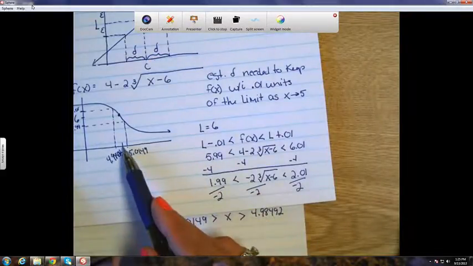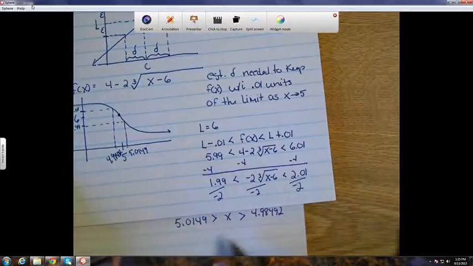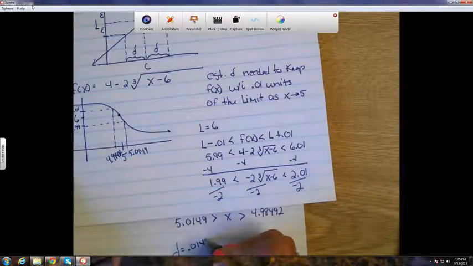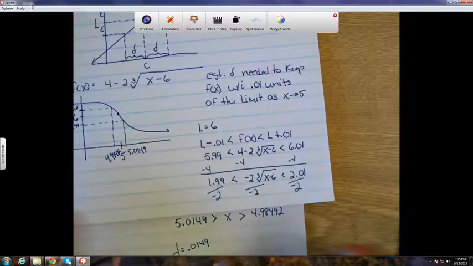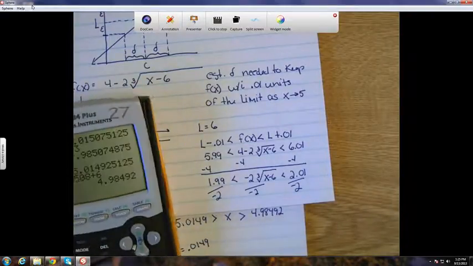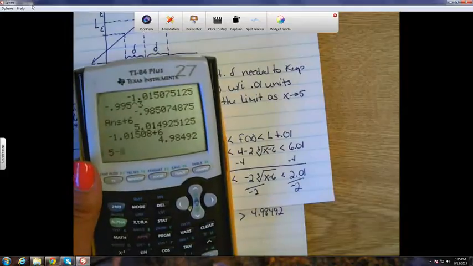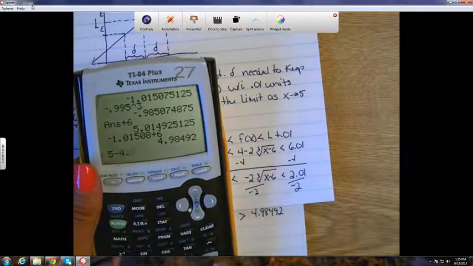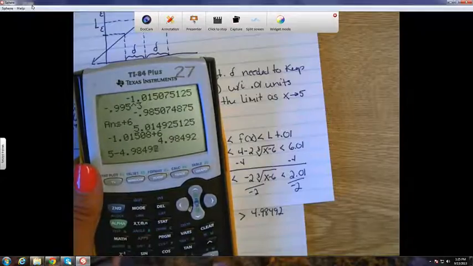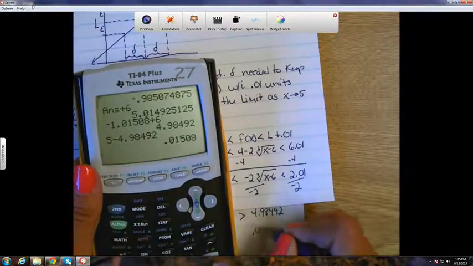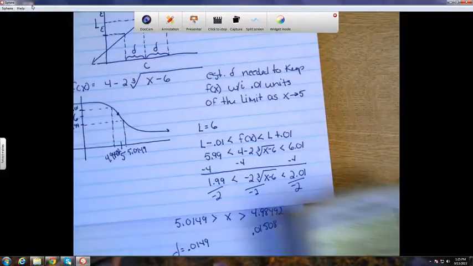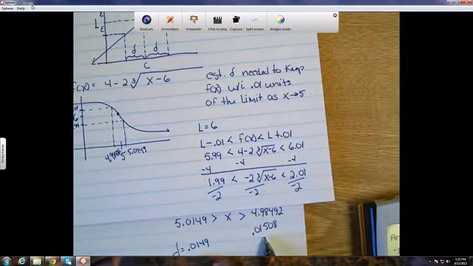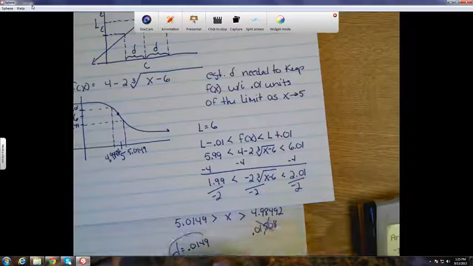The delta is the distance away from 5. So you need to know how, oh, this one's easy. So the delta on the left is 0.0149, just subtracting 5. Here I'm going to take 5 minus that. 5 minus the 4.98492, 0.01508. So they are slightly different, and we do want the smaller one. This one is smaller than this one. This is the delta that we're going to use from the left side of the inequality.